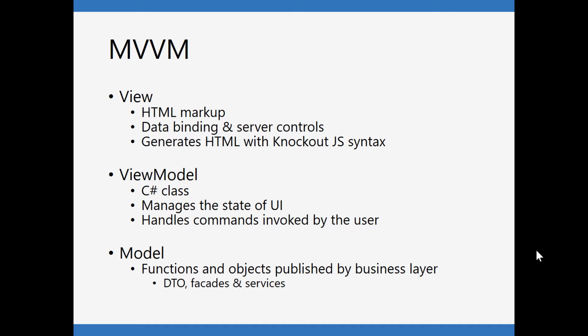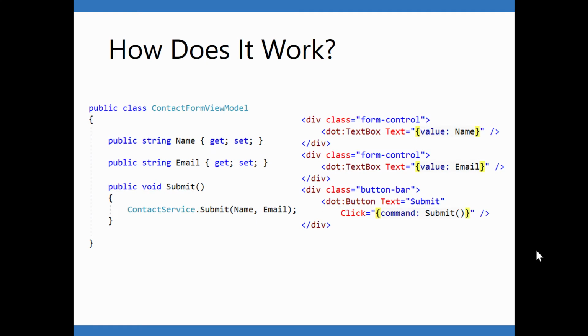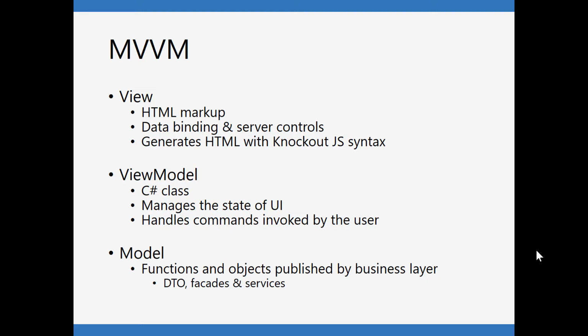View model is a C# class which can be serialized and sent to the client. It's sent to the client in JSON, and the purpose of the view model is to manage the state of the user interface, which means every control, everything the user can change in the page must be persisted in the view model. The view model represents the state of the page, and also the view model contains functions which can be invoked from the UI. So there is the submit function, which can be invoked by the user by clicking on a button. So there's two things we need from the view model.